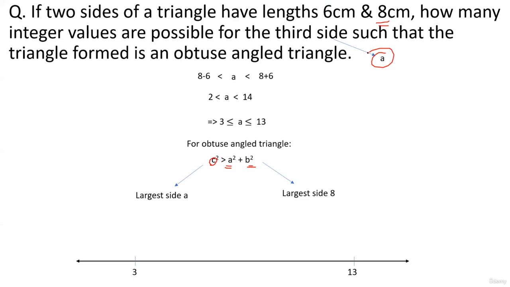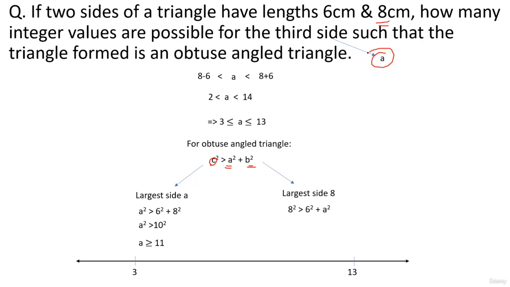Okay. So if the largest side is suppose A, guys, I can say A square will be greater than 6 square plus 8 square. 36 plus 64 is 100. So A square is greater than 10 square. Which perfect square comes after 10? 11, right? So A should definitely be greater than or equal to 11.